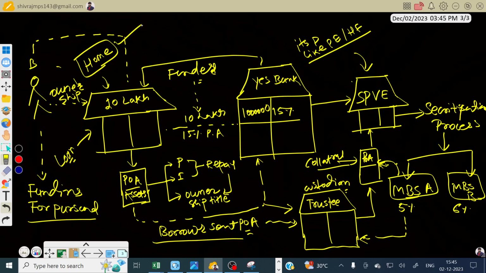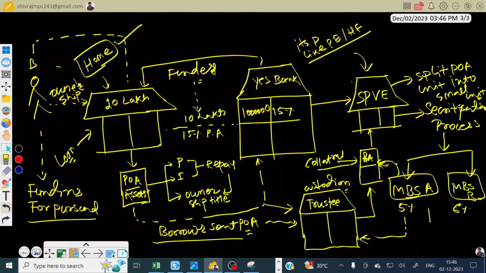Now, if you put everything in a systematic way, first a person takes a loan and transfers power of attorney to the bank. This becomes your collateralized loan process, from the borrower to the bank. Then if the bank needs additional funding, the bank can collateralize that power of attorney to the SPV. Then the SPV will help to raise funding for the bank, because the SPV will split this POA into small units. That becomes your securitization, and those units are issued in the market.